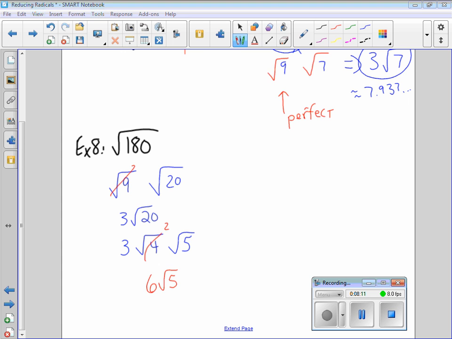All right, and there you have it. I did square root of 9 times 20 gives me 180. Square root of 9 is a complicated way of saying 3, so there it is.